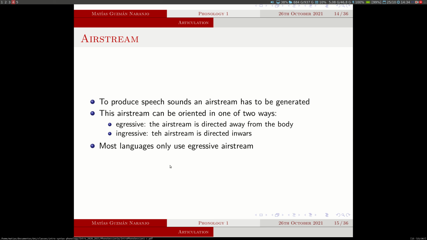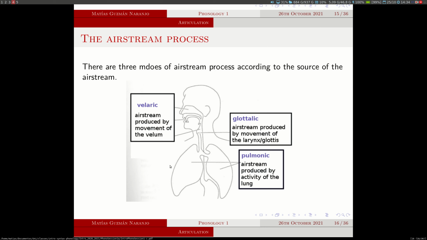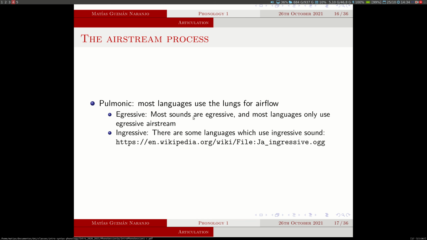Now, there are two directions of airstream. One is egressive, this is the most common one, and another one is ingressive, which is inwards towards the body or towards the lungs. Most languages use the egressive airstream. There are three sources of airstream. The most common one is pulmonic, then there's glottalic, and then there's velaric. Glottalic is produced with the glottis and velaric is produced with the velum.